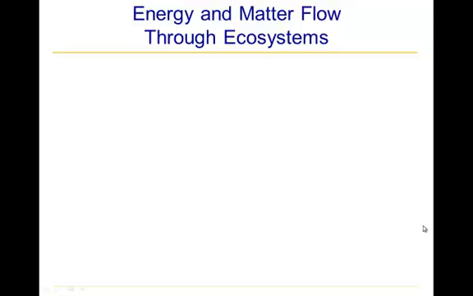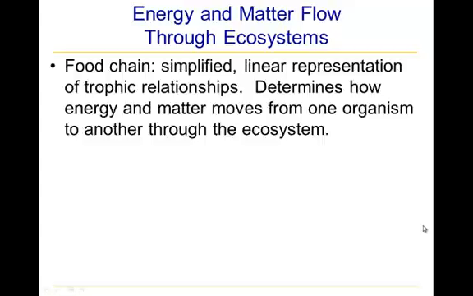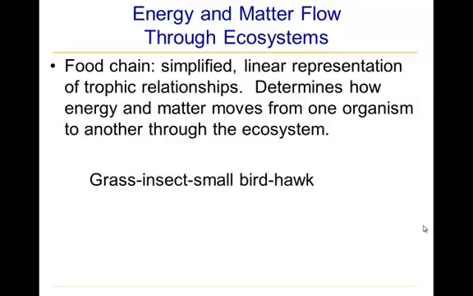A fundamental definition within this topic is food chain. A food chain is a simplified linear representation of trophic relationships. And this determines how energy and matter moves from one organism to another through ecosystems. An example of a simplified food chain would be an insect that eats grass that is eaten by a small bird that is eaten by a larger predatory bird, a hawk. So that's a simplified food chain.